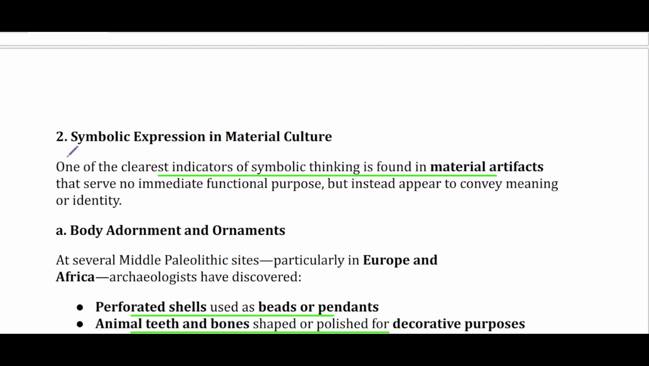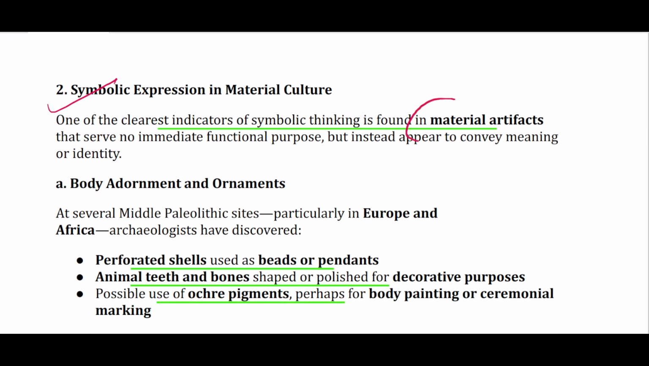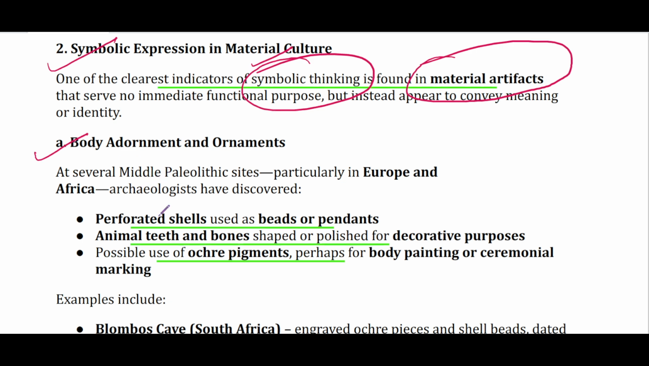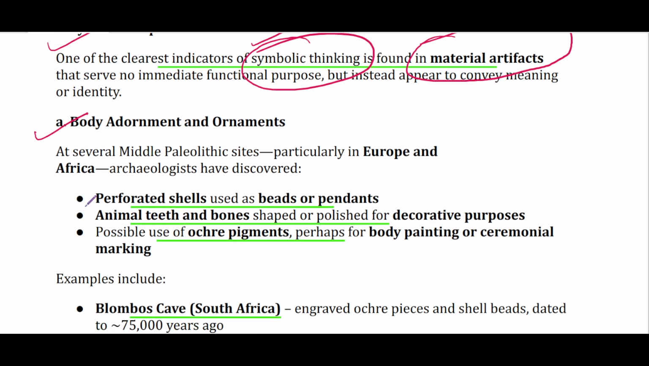Now, the symbolic expression. So there was a lot of evidence of material artifacts which suggest that both Neanderthal and Homo sapiens were engaged in some form of symbolic thinking. First is about body adornments and ornaments, because in many places evidence has been found of perforated shells. Perforated shells means marine shells that have been drilled, holes have been made into them, like for making a necklace. So they might have been used as beads or pendants.